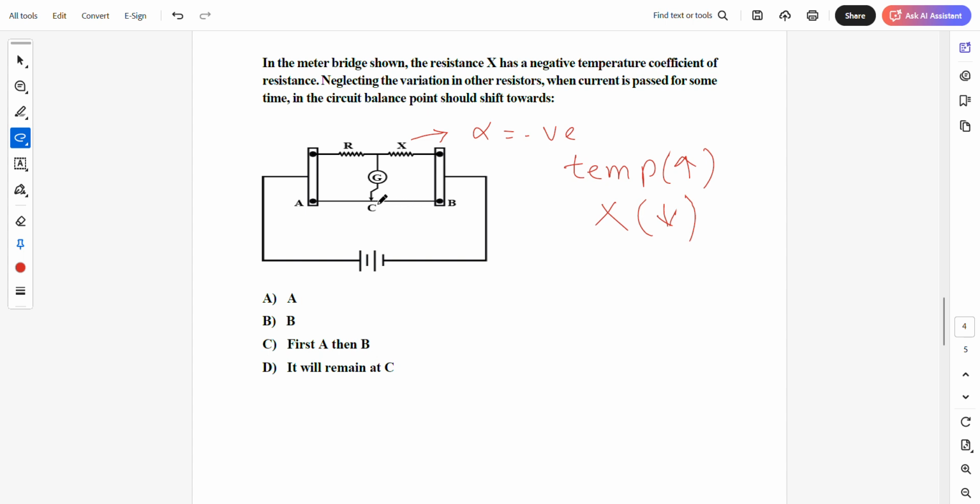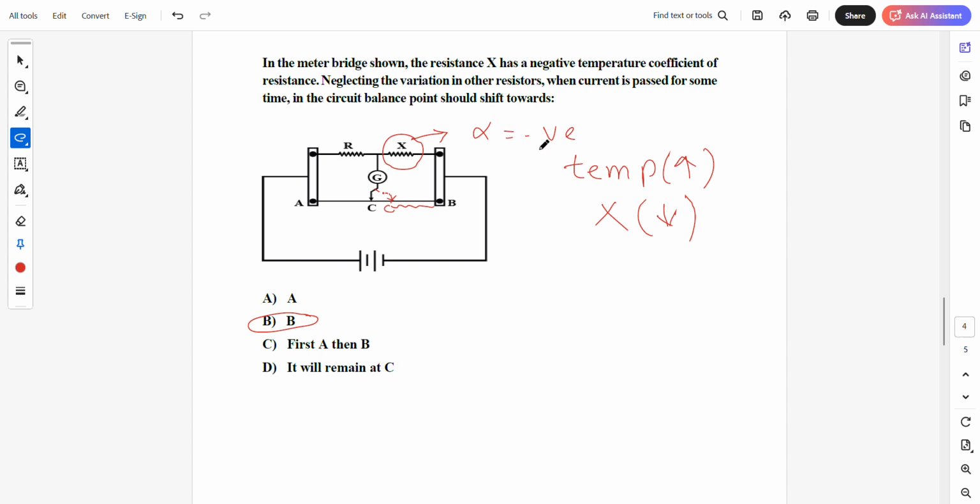What happens to CB? The jockey will slightly shift to this side, towards B, because X is getting decreased. Therefore this length also decreases, and the jockey comes here. The point C shifts towards B, because alpha is negative.